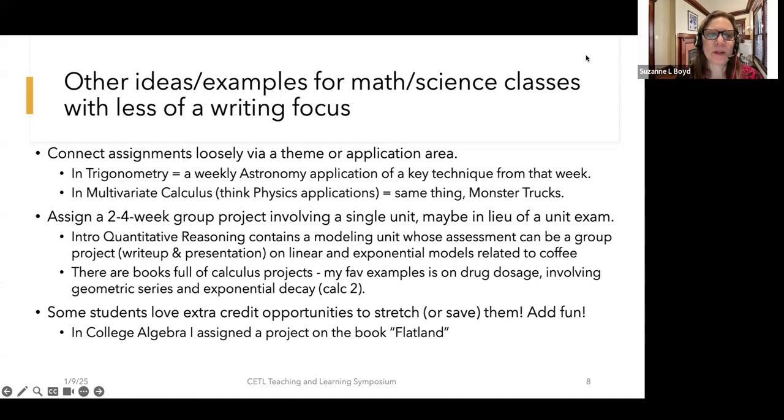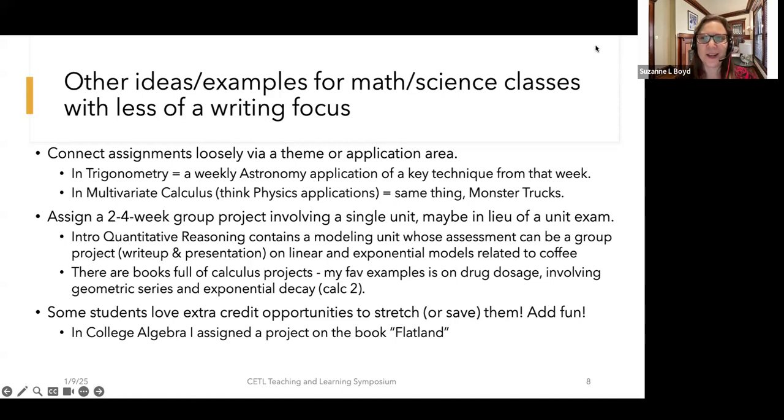There's lots of calculus projects and other projects out there, and maybe there are books written on this. So maybe in your field there are already materials from other people that have done projects that you could look for. And then the last category is you can always give people extra credit opportunities. A lot of students may not take you up on it, but some really might. So even if you can't figure out how to fit a project into the required portion of your class, there are those students who want to go above and beyond.